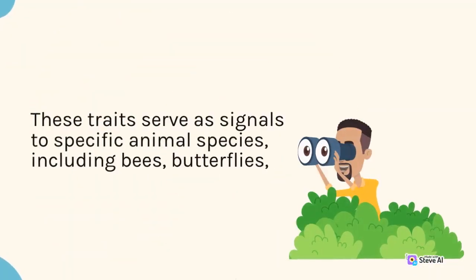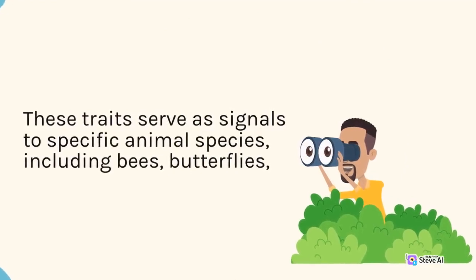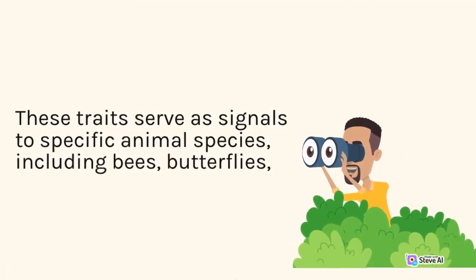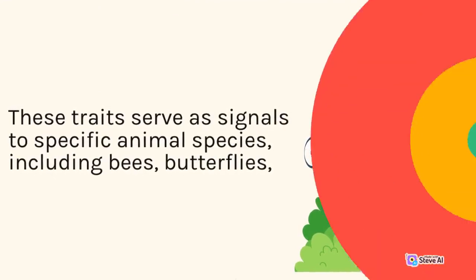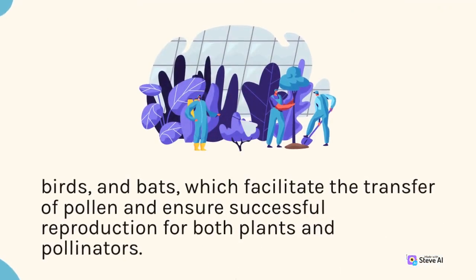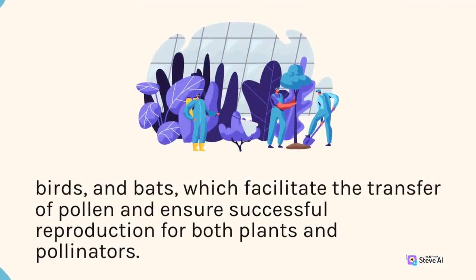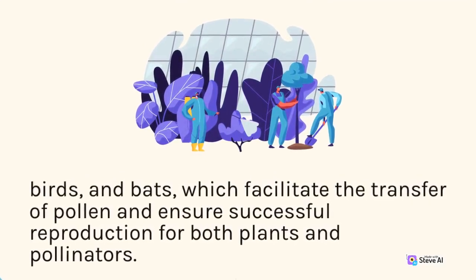These traits serve as signals to specific animal species, including bees, butterflies, birds, and bats, which facilitate the transfer of pollen and ensure successful reproduction for both plants and pollinators.